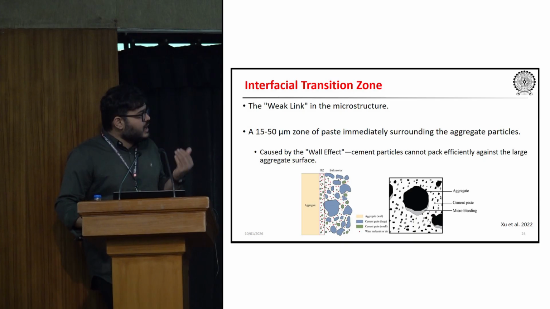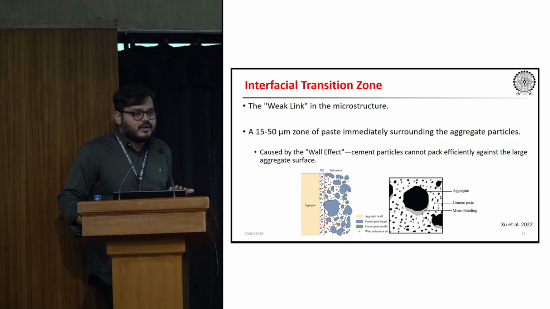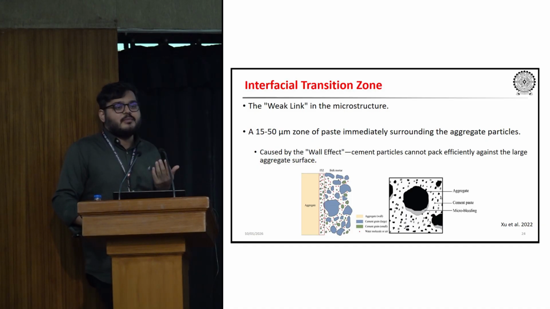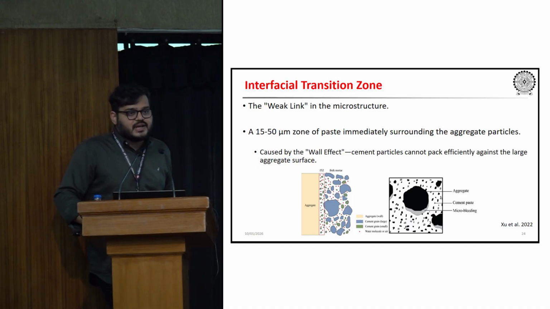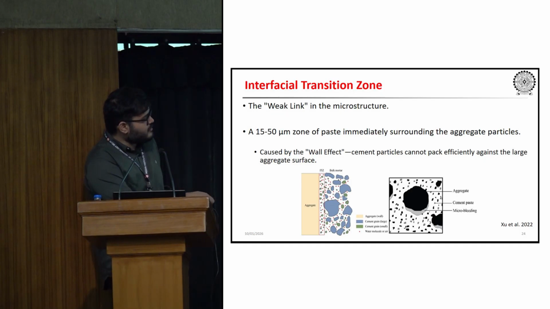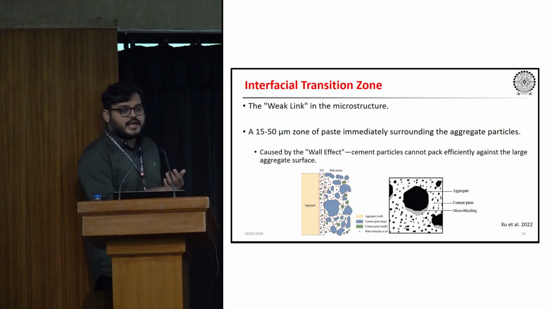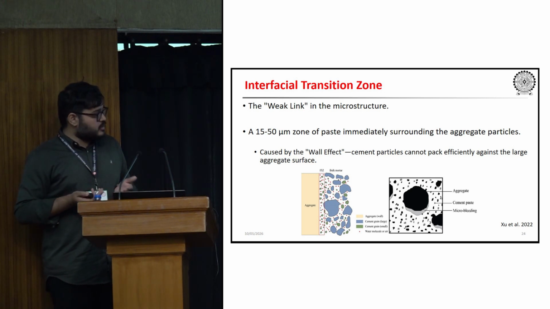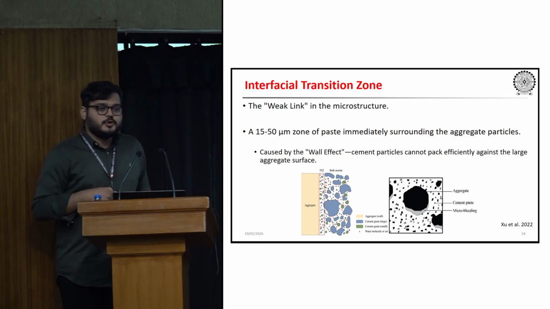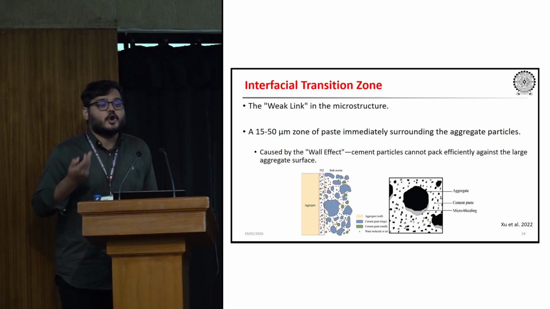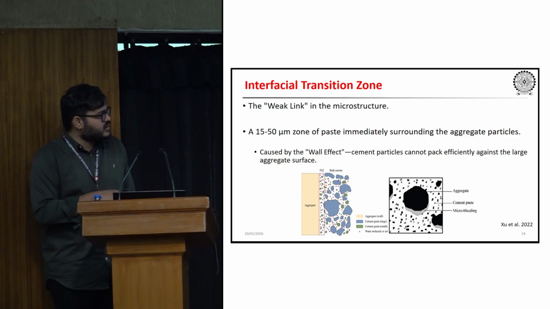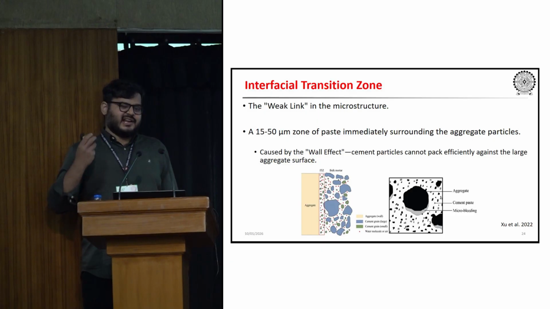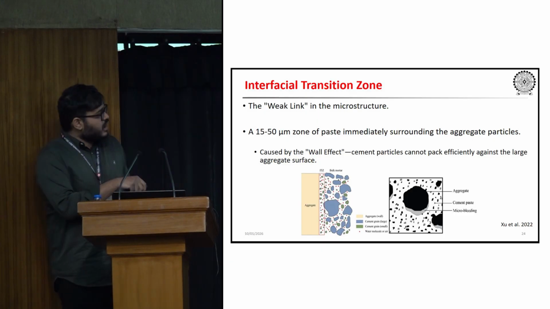Typically it forms because of something known as the wall effect, because near the surface of the aggregate, the cement particles cannot pack very efficiently. So typically you will observe that this section has a higher porosity compared to the rest of the bulk cement paste, bulk cement mortar. And typically what you see is that calcium hydroxide tends to precipitate along this region. The reason this ITZ forms is that particles cannot pack very efficiently near the surface of the aggregate.